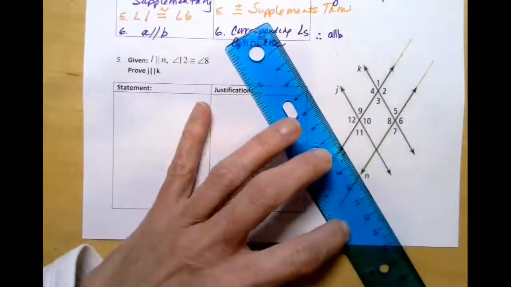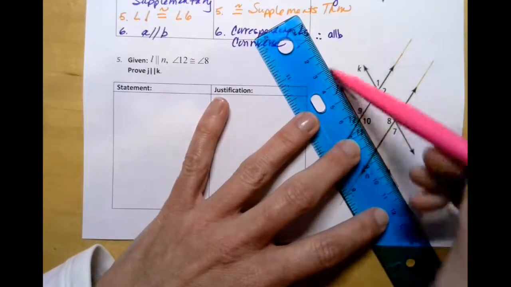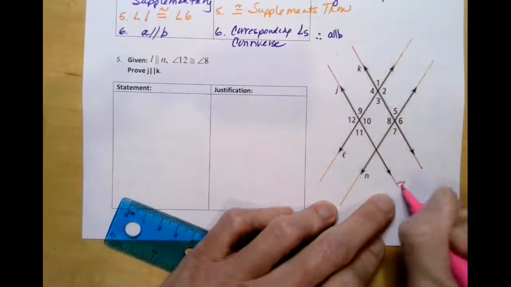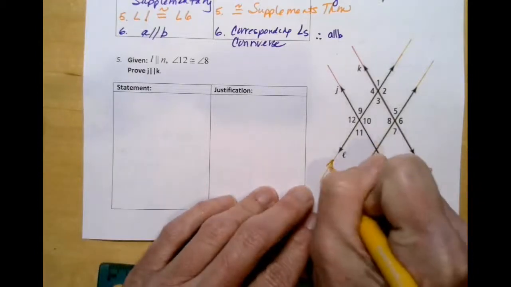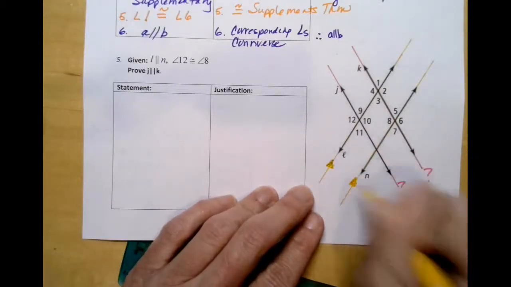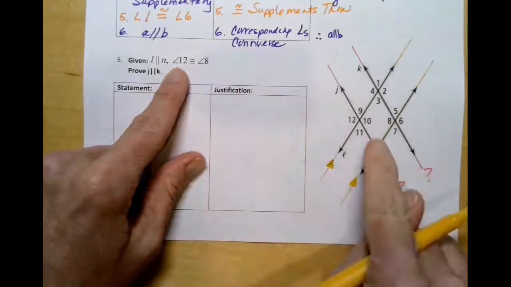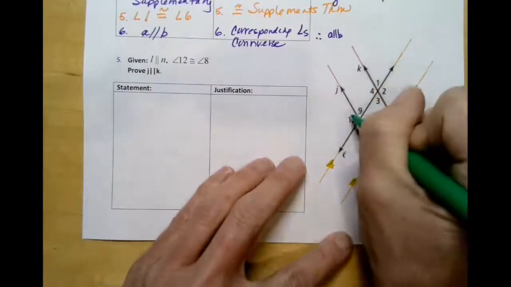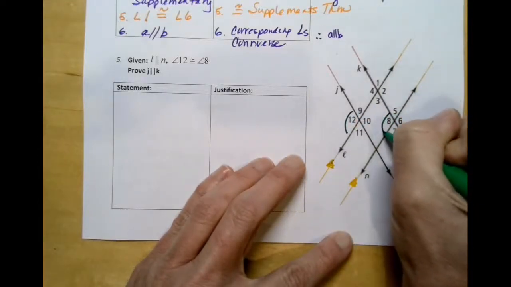Guess what we don't have? We don't have J and K parallel. So these are the ones that we don't have parallel, and these are the ones that we do have parallel. So we can go ahead and make sure we have that noted. All right, so let's see what else we have. We have angle 12 and angle 8 being congruent. Oh my gosh. Angle 12 is way over here, and angle 8 is way over here.